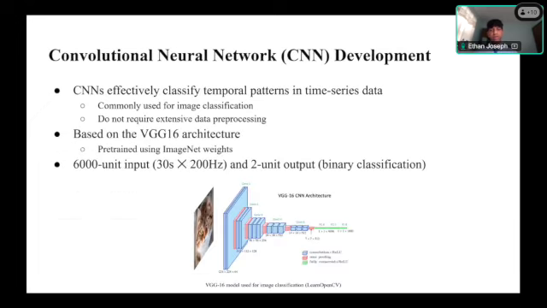Now, moving on to the machine learning algorithm used in this project, and this is largely the main focus of this project. I decided to employ a convolutional neural network. This is a type of machine learning algorithm that is very effective at classifying temporal patterns in large amounts of data.